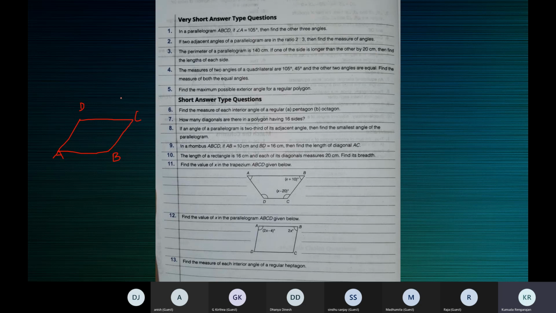Because we know opposite sides are equal. One side is longer than the other by 20 centimeters. You can use the sides AB and BC, or AB and AD. So you can just read it like that instead of reading it as if one side.